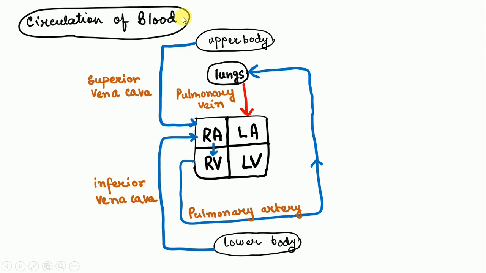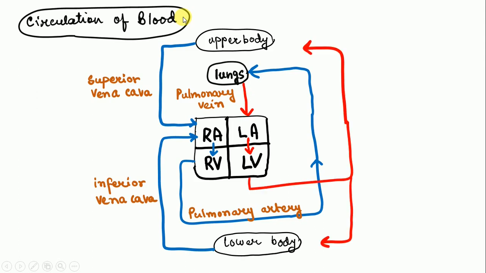Now from the left auricle, the oxygenated blood will move into the left ventricle, and from the left ventricle, it will be transported to all the body parts. This is done by a major artery which is known as the aorta. The aorta further gets divided into many smaller arteries, and the blood is transported to all the body parts. So this is how the circulation of blood takes place.